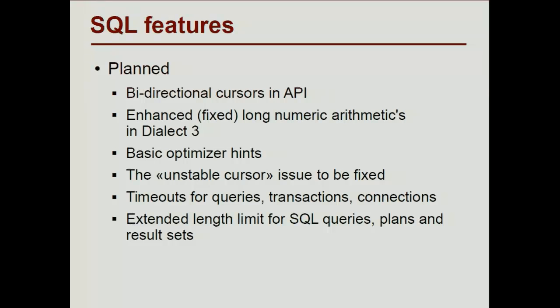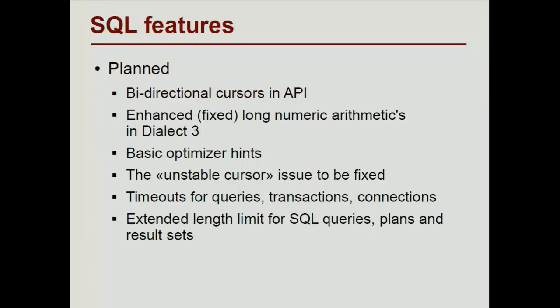We have some features planned for implementation. We want to support bidirectional cursors in the API. I think this is about the isc_dsql_fetch call. It could be possible to read a previous record, not only the next.